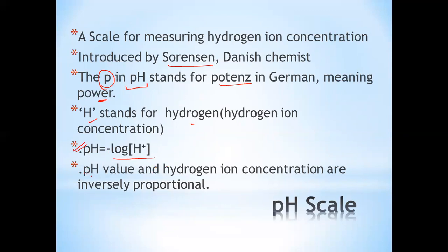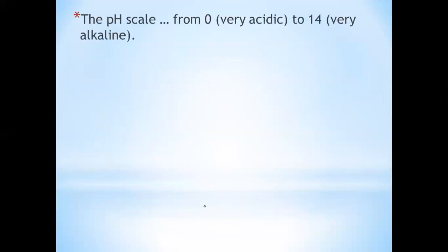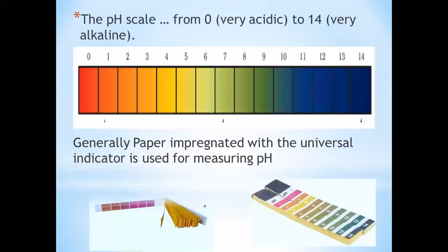pH value and hydrogen ion concentration are inversely proportional. H positive ion present in solution. They are inversely proportional. Now, pH scale. pH scale ranges from 0 to 14. 0 means very acidic, 14 means very basic or alkaline.